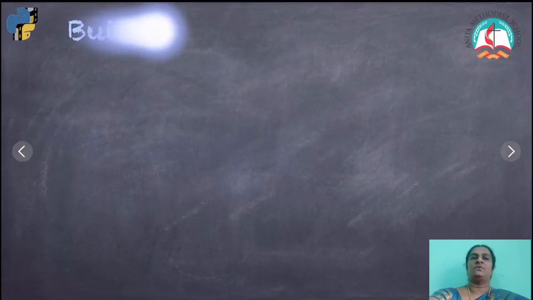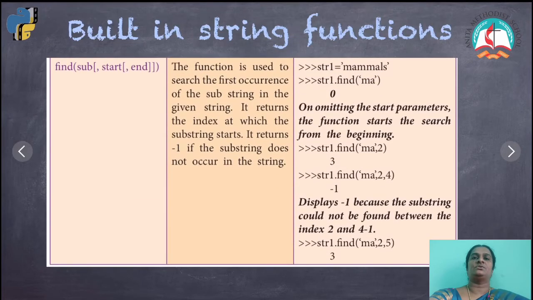Okay, next also we are going to see about the built-in string functions. So find: substring, start value, end value. The find function is used to search the first occurrence of the substring in the given string. It returns the index at which the substring starts. Otherwise it returns -1. String1 is equal to mammals. String dot find MA. And what happens with MA? MA starts at the first position.